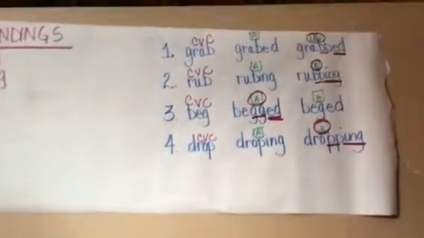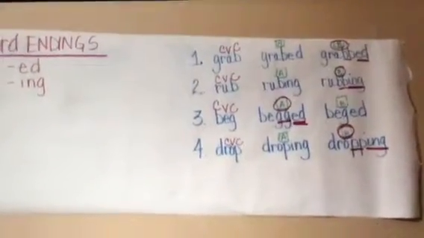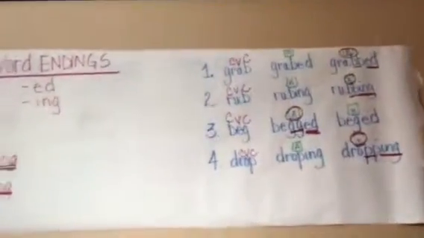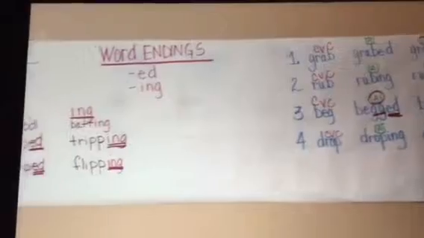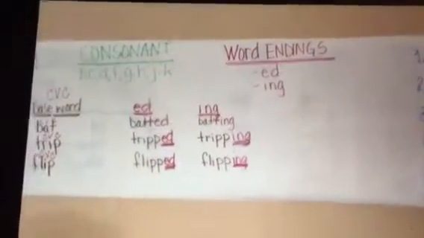So I hope that I've helped you understand how to spell correctly when adding the ed and the ing on the end of your words, and how to double that final consonant. So I hope this helped you.